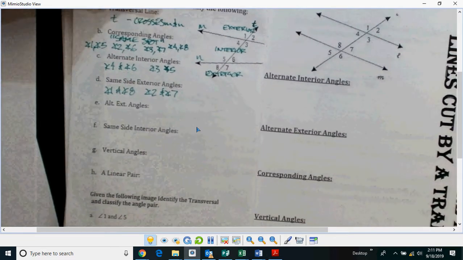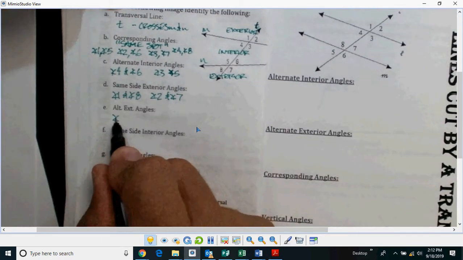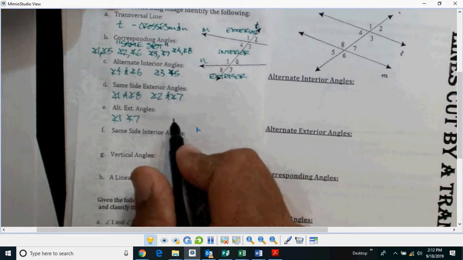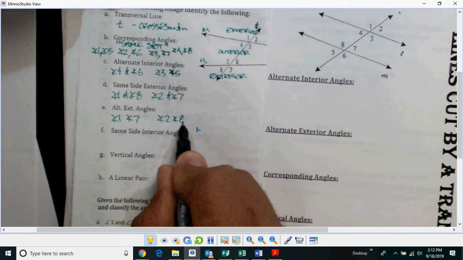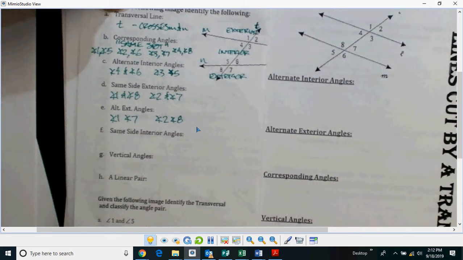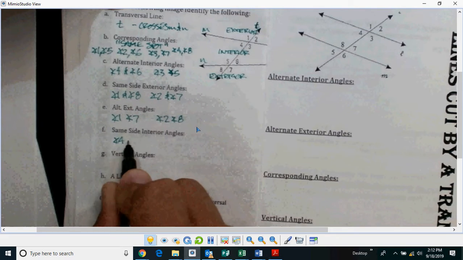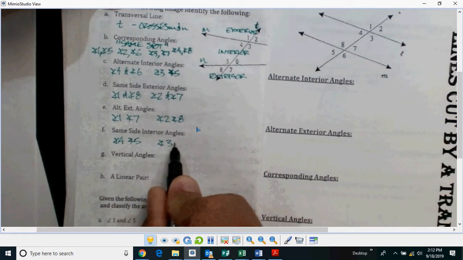All right. What about alternate exterior? 1 and 7. And what's the other pair? 2, 8. All right. Now same side interior angles. 4 and 5. And the other pair are 3 and 6.